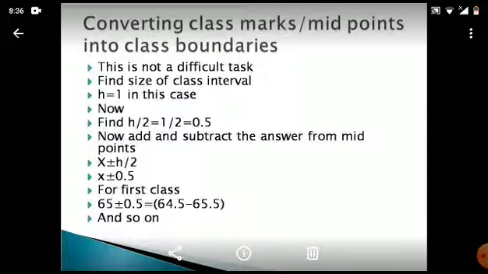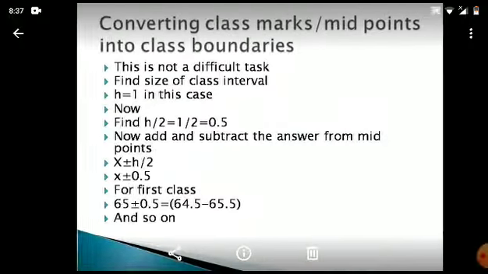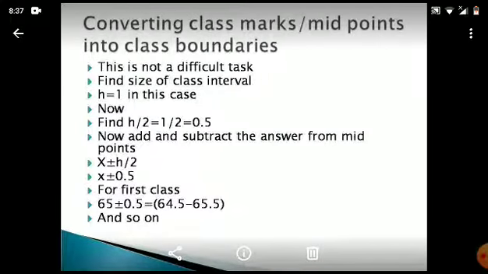Converting midpoints into class boundaries is a very simple task. There are just 2 or 3 steps and you will get your class boundaries from your midpoints. First of all, find the height. Height means the gap, or the difference between 2 consecutive midpoints, that is 66 minus 65, that is 1. You have height of class interval, size of class interval, equal to 1.